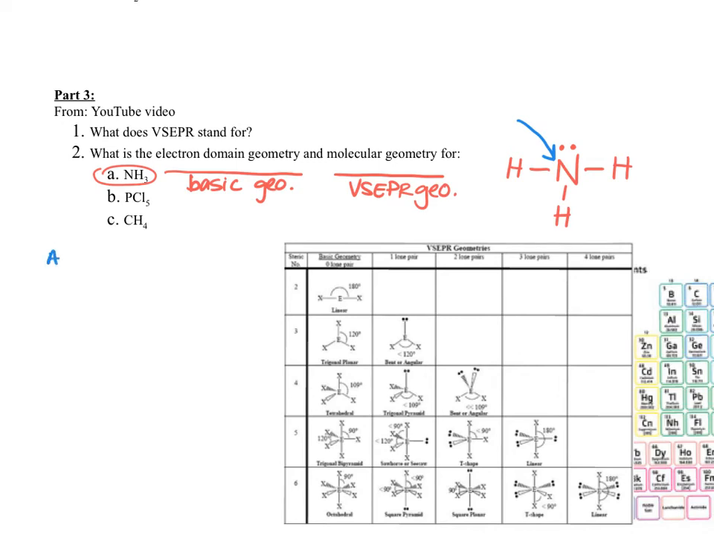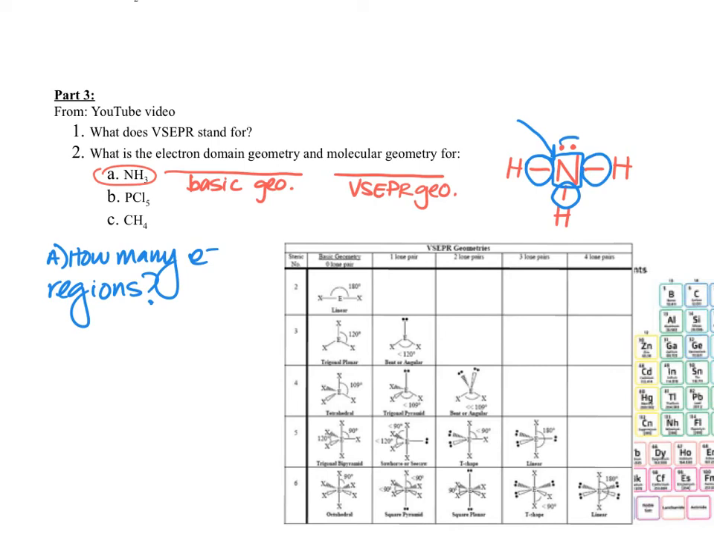Okay, the first question that you ask yourself when you're determining what the basic geometry is, let's call this question A. How many electron regions? And remember, this is all based off the central atom. So you look at the central atom, and you say how many electron regions are around it. Well, there's one here, there's another region here, another region, and another region, a total of 4 regions.